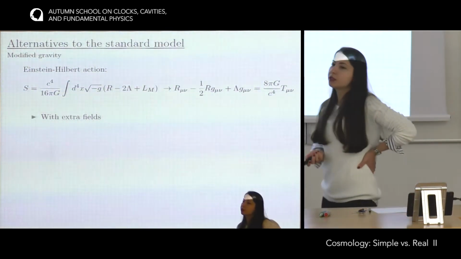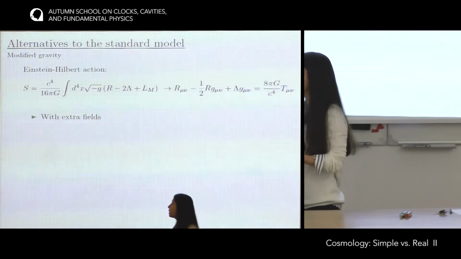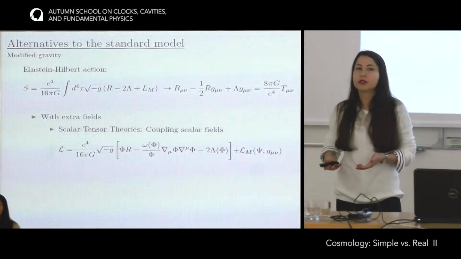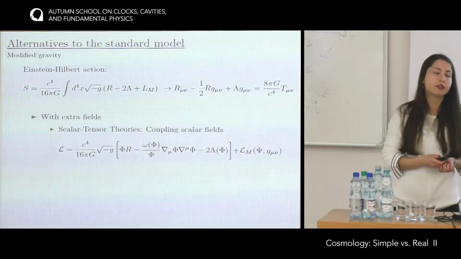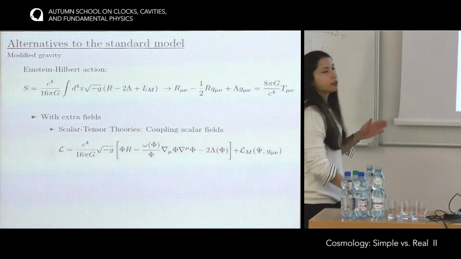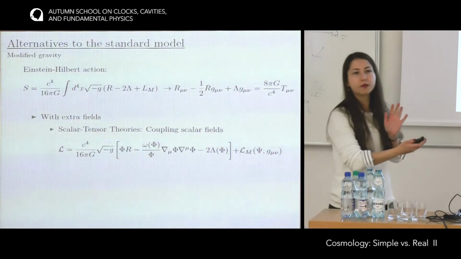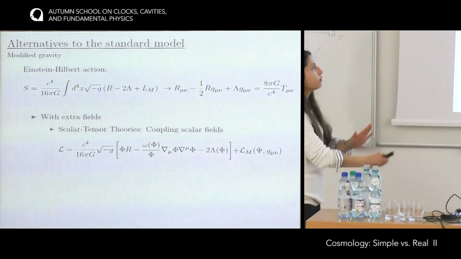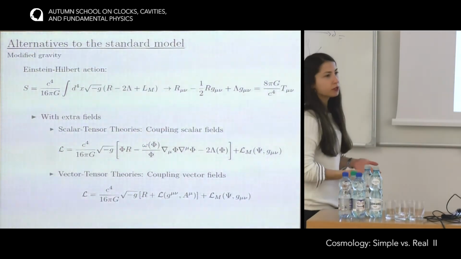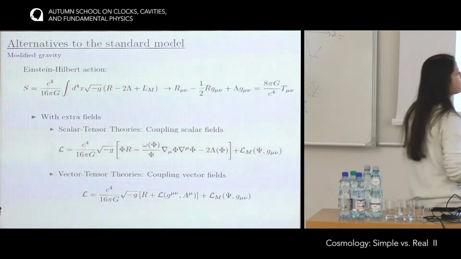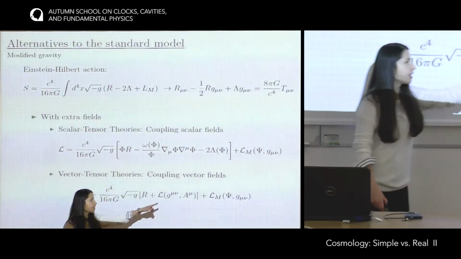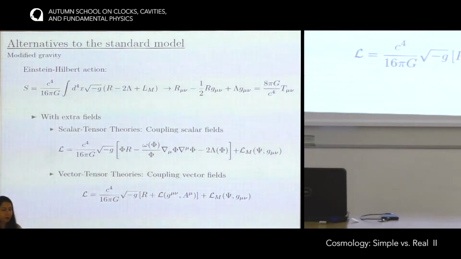The first thing you can do is to add some extra fields. For example, it gives you a scalar-tensor theory. You couple some scalar field to your geometry, not necessarily to your matter, and you end up with a modified action that gives you modified field equations. And you can do that with some vector field, introducing vector fields in your Lagrangian density. And again, you're not coupling it with your matter.